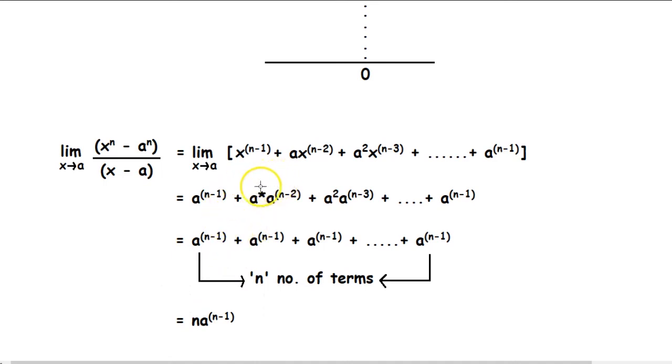In our next video, we will show that this theorem is true even for negative values of n.